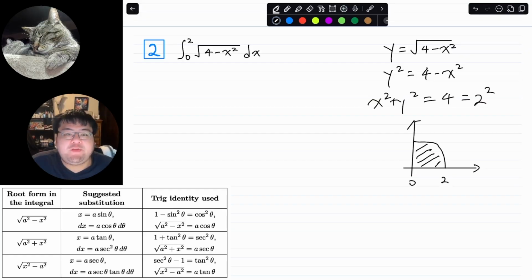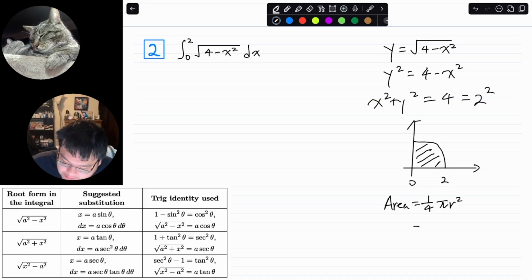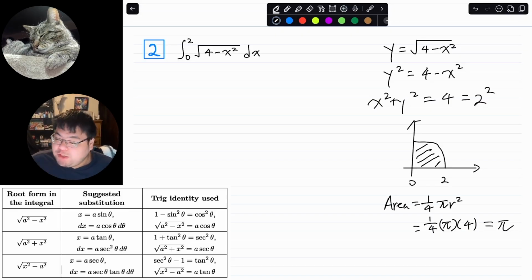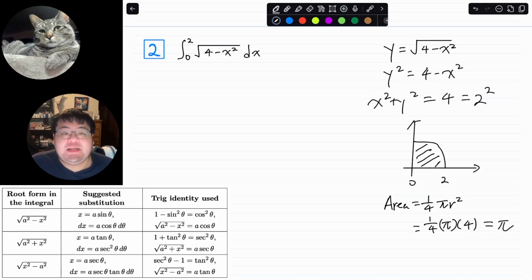Because definite integral is essentially area, signed area, we can actually calculate this area very easily using some high school formula. So the area will be pi r squared. This is the full circle, but because we only have a quarter of it, we have 1/4. So that's 1/4 pi times 2 squared, which is just 4. So the answer is just pi. So we should be able to calculate this answer and then verify if it's pi.